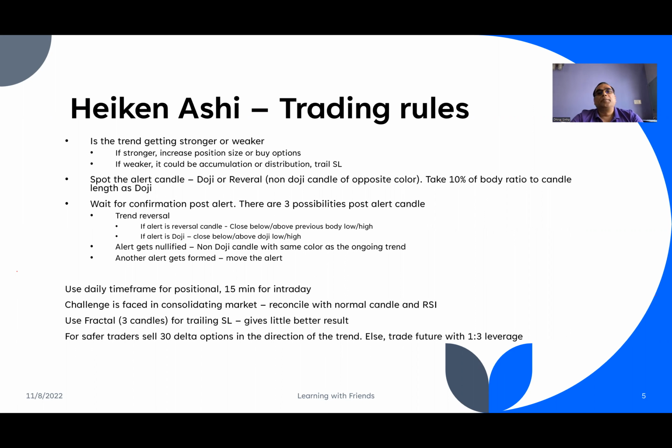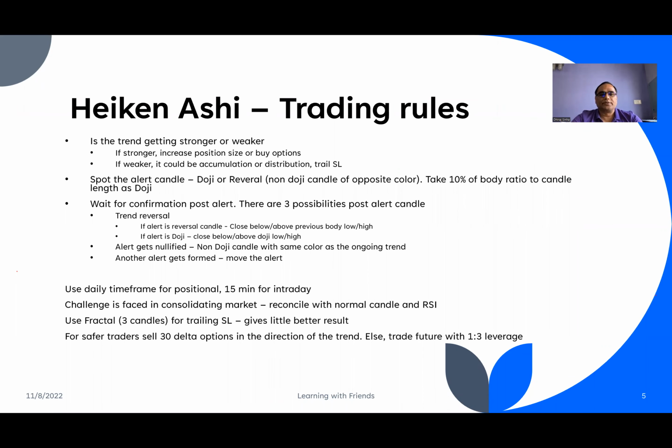The third thing which I had mentioned before is that instead of just using the exit by whatever method I described, you can also trail your SL using fractal. Most of the time it coincides with that, but sometimes it gives you an earlier trail SL.